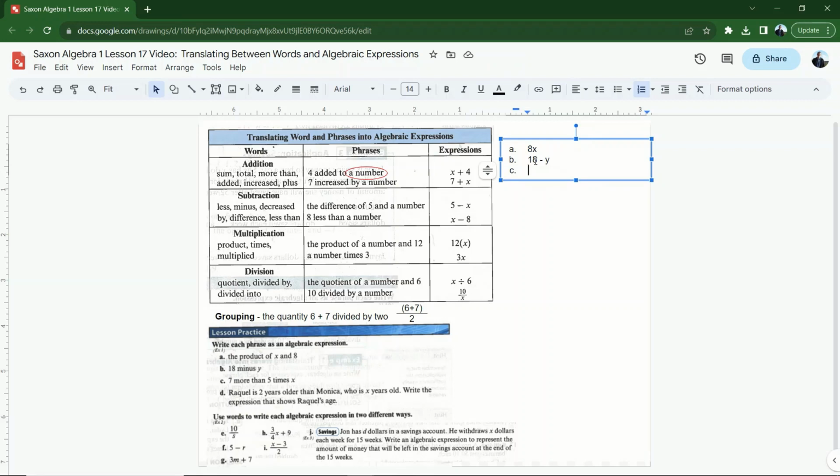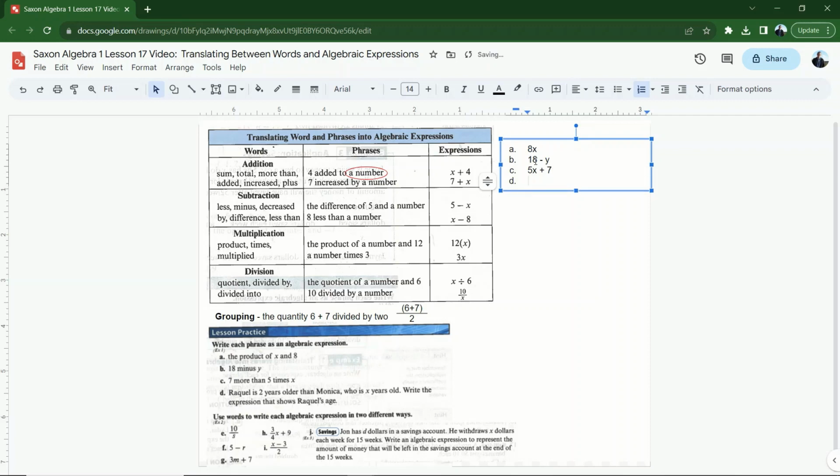Here, there is no wording for grouping, so I'm just going to assume that this is being done in the order of operations. So if it was stated as the quantity 7 more than 5 times x, it'd be 7 plus 5 first in parentheses times x. But that's not what I have going on. It's just 7 more than 5 times x. I have to do 5 times x first. So this is going to be 5x plus 7. That's how I would write 7 more than 5 times x.